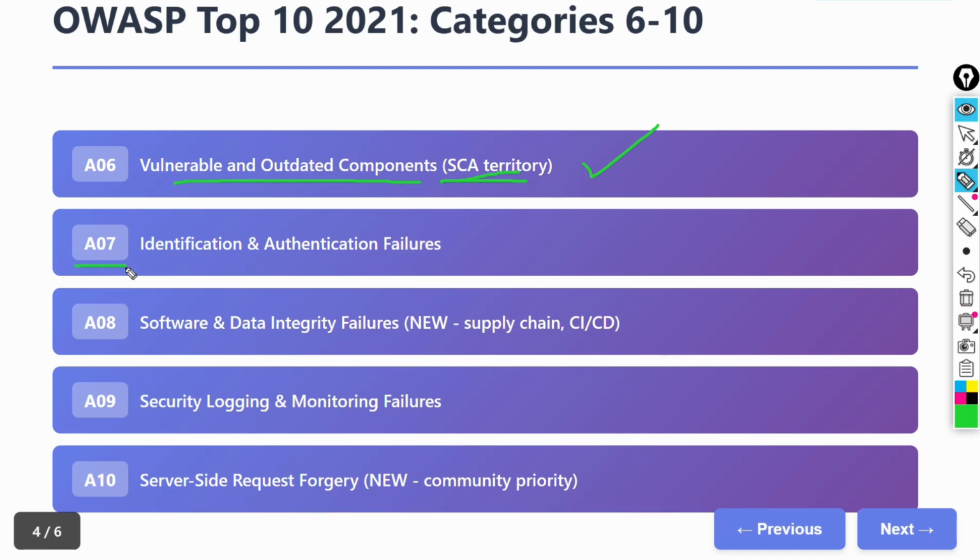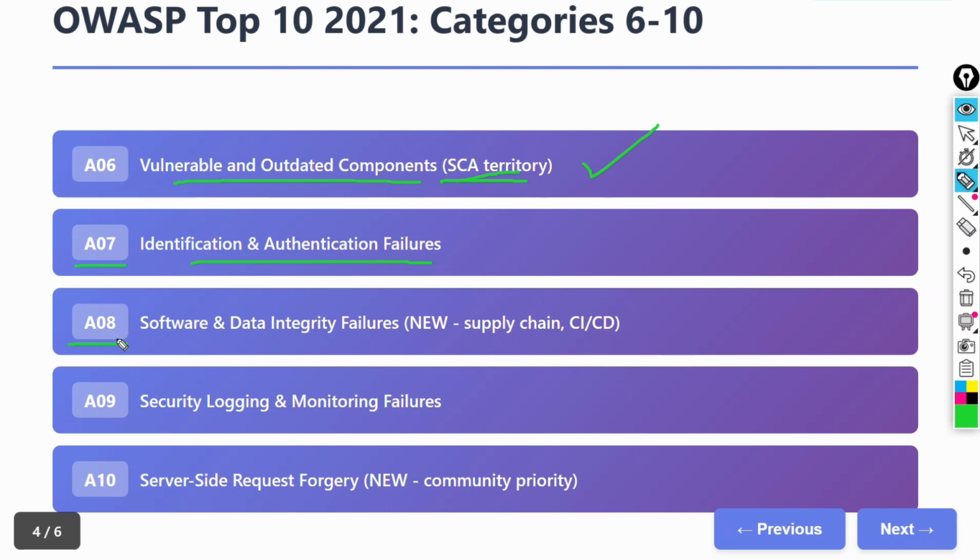And coming to the seventh, which is A07, identification and authentication failures. This covers problems with login and identity management. For example, this includes weak passwords, missing multi-factor authentication, or session management flaws. It is like a club with security bouncers at the entrance, but they are not checking the identity of the persons who are entering. They are not checking properly, so obviously everyone can enter the club.